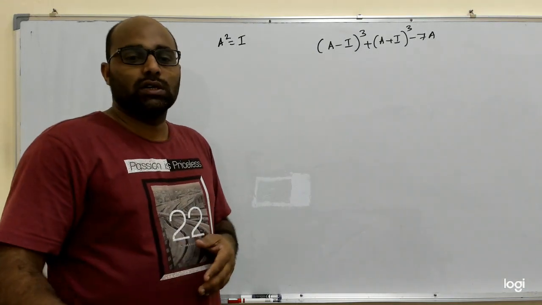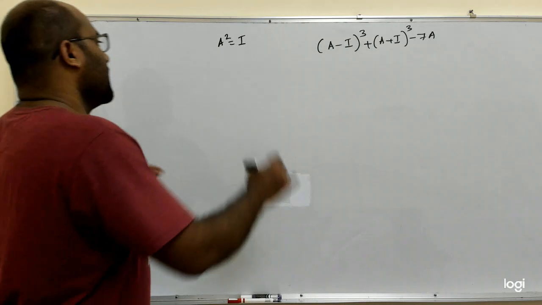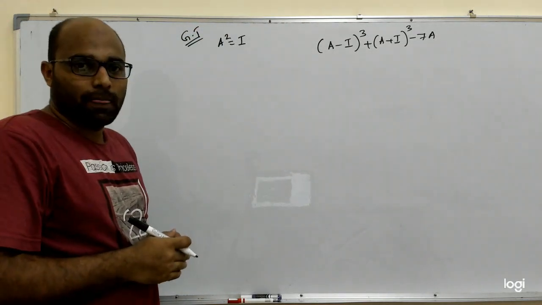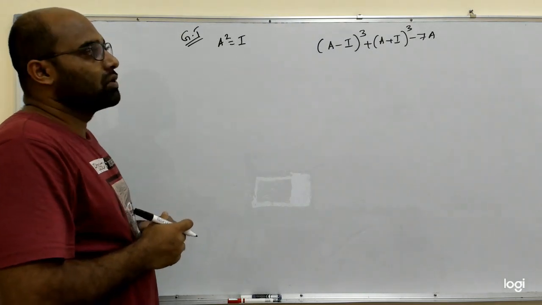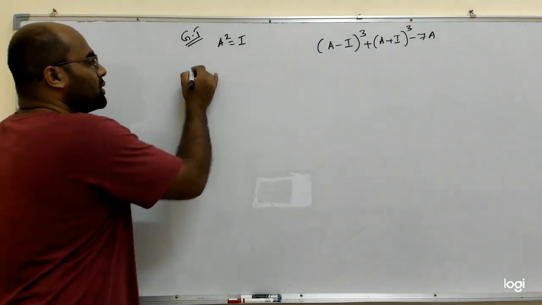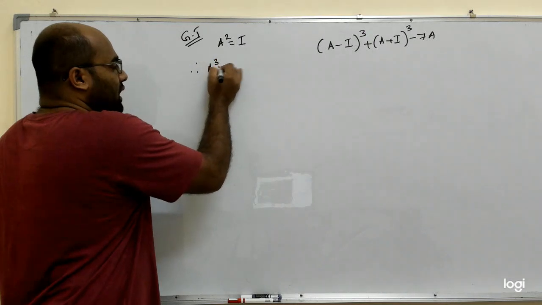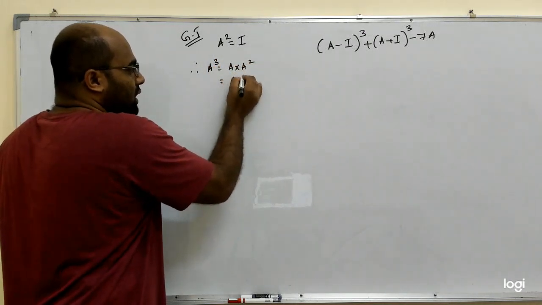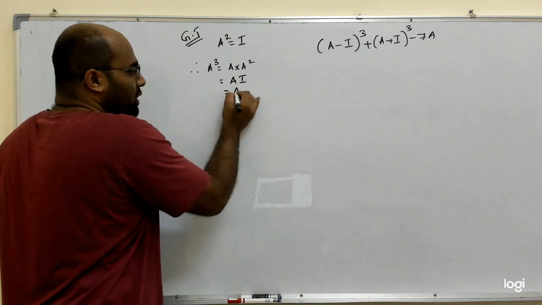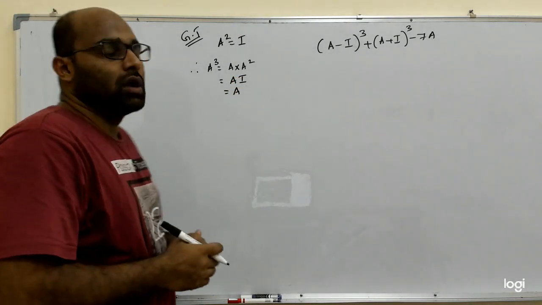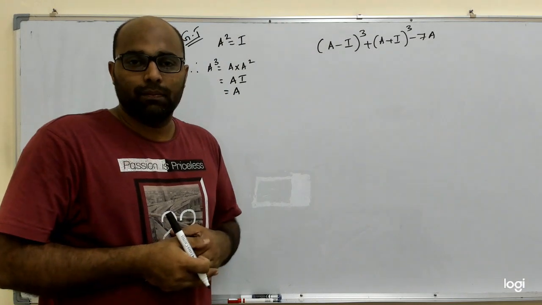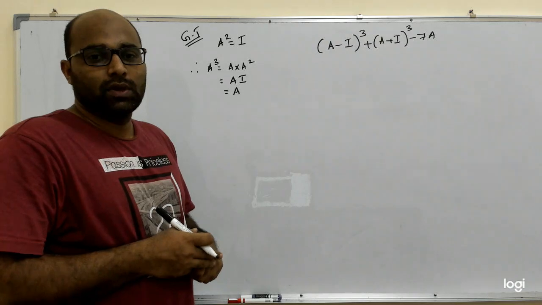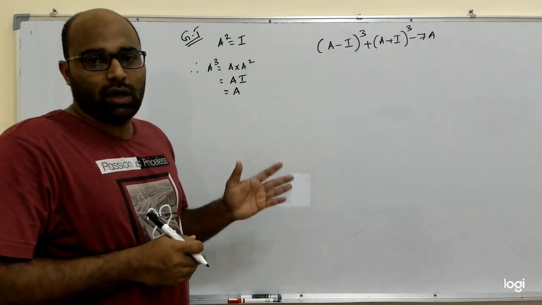How do we start? Given that A square equals I. Then what about A cube? Therefore A cube we can write as A into A square. Already we have A square is I, so AI is what? Any matrix into the identity matrix is A. So AI equals A. Everything is a square matrix only, don't forget it. So A cube equals A. I'll tell you why I found A cube.